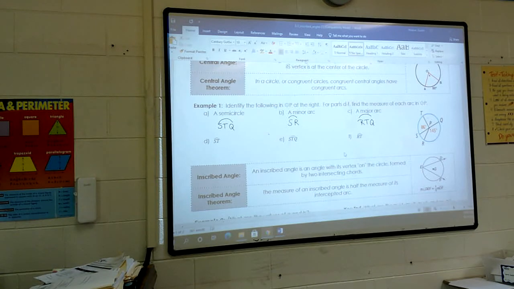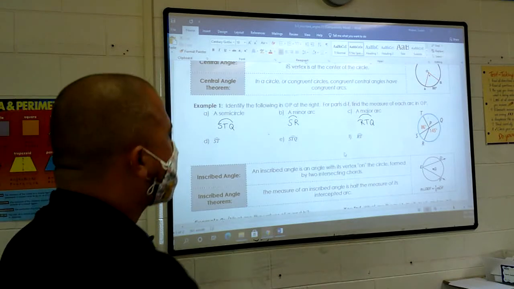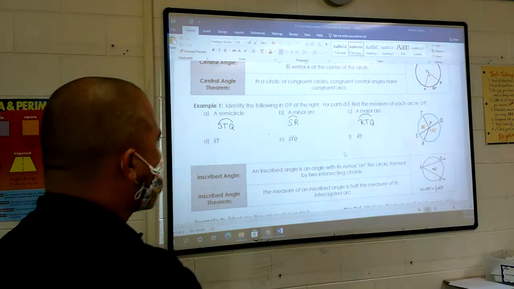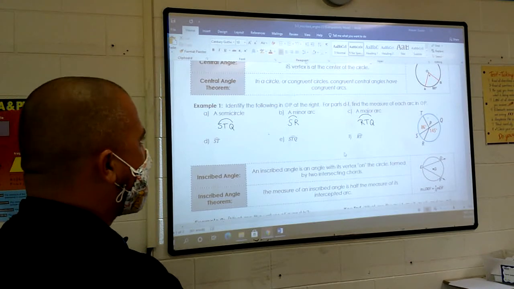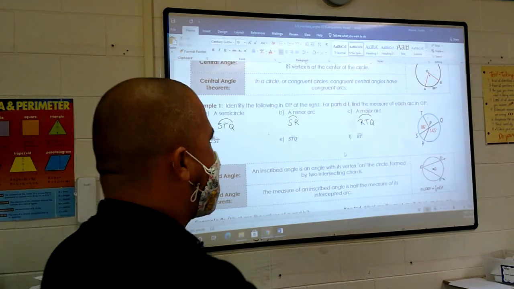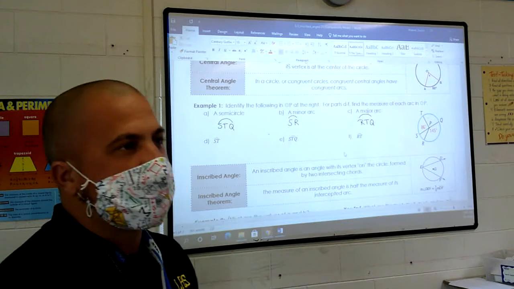But couldn't there be like other? Yeah, you could say T, R, Q, I guess, if you wanted to. That would be another major arc. RQT would be another major arc. So major arcs just have to be more than 180 degrees. That means they go around more than half of the circle.